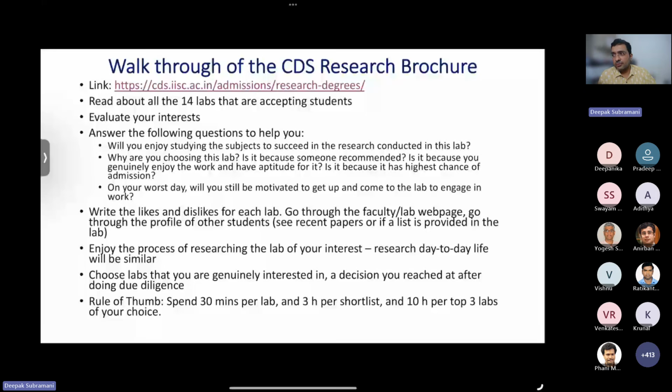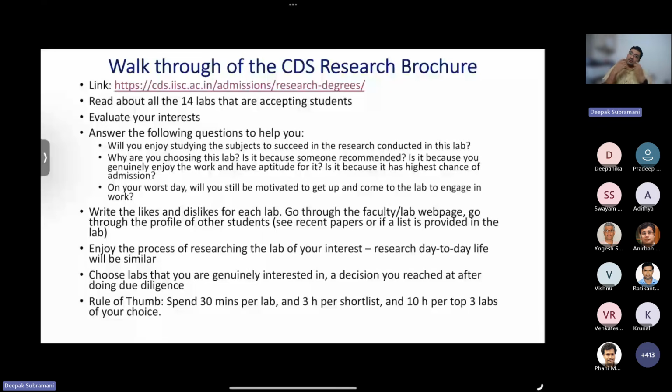As I told you, please spend about 30 minutes per lab, right? Go through each website, read the description and the background that each lab is looking for, look at the topics, right? And then shortlist a few. So maybe from the 14, shortlist some 6, in the 30 minutes per lab that you spend.